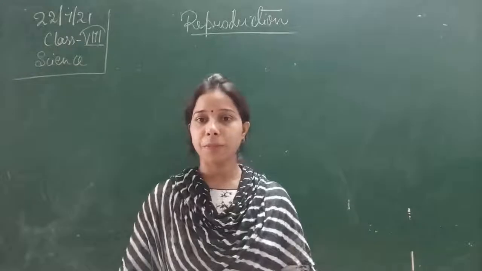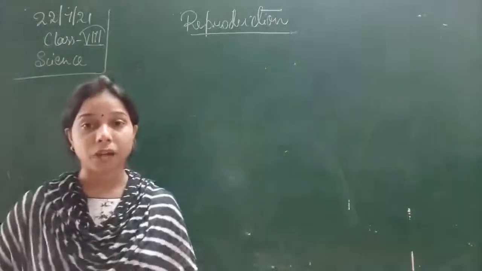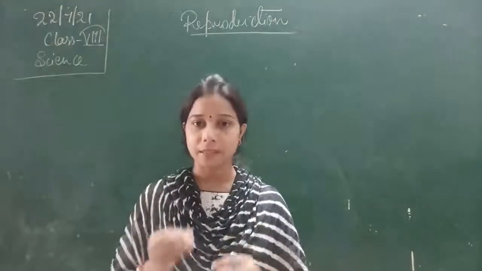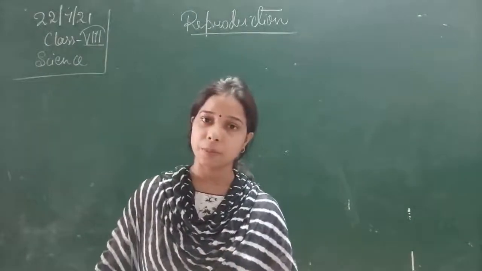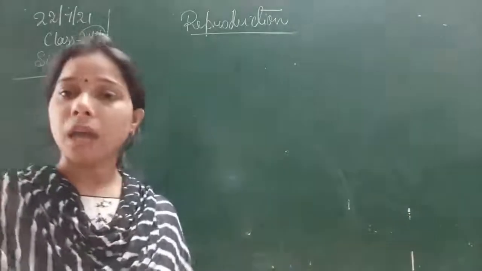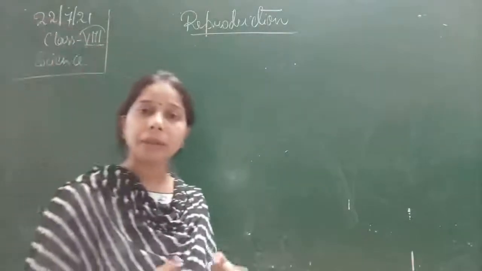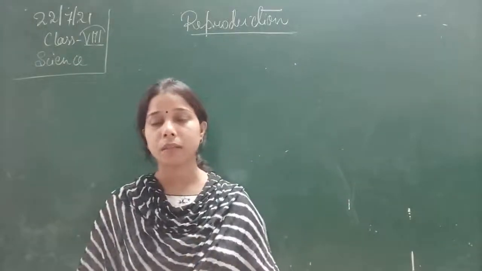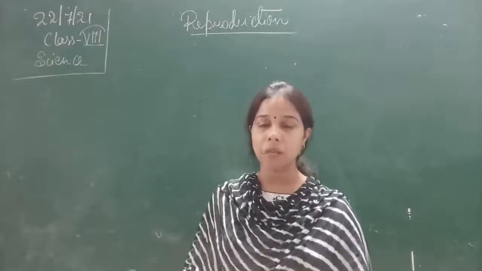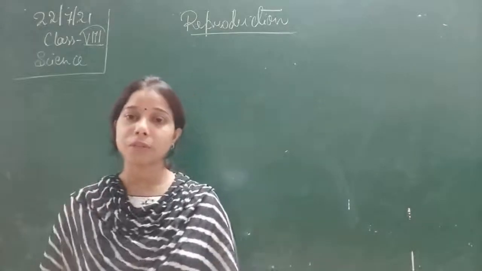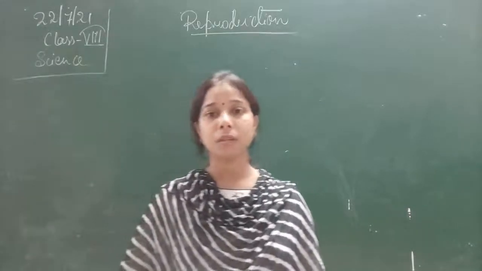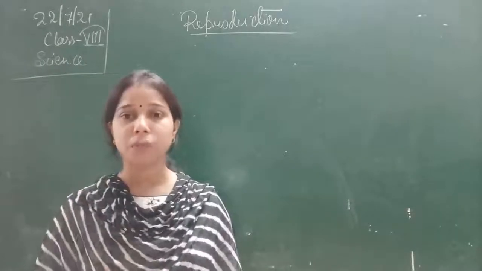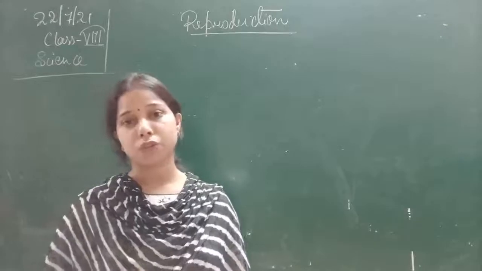So students, in the previous class in this chapter, that is reproduction, we were talking about the basic steps which are involved in sexual reproduction. We have already seen that the basic steps involved in all sexual reproduction include, first, the production of the gametes, the second is fertilization, and the third is the development of the embryo. These are the three basic steps involved in sexual reproduction, students.